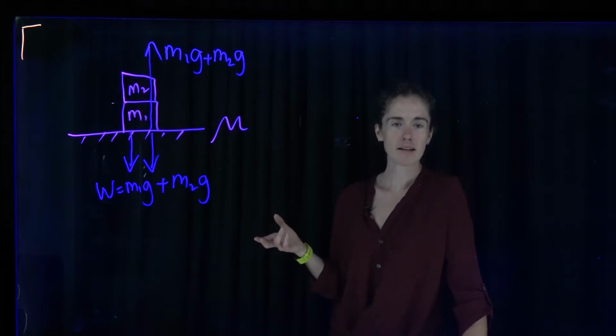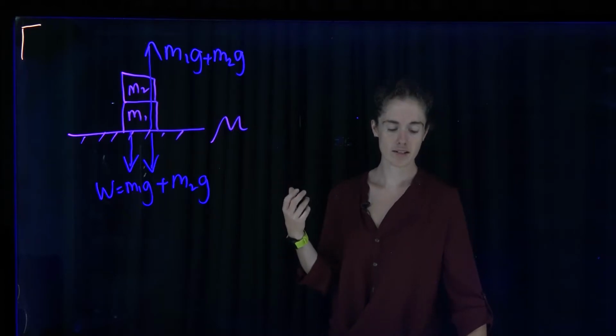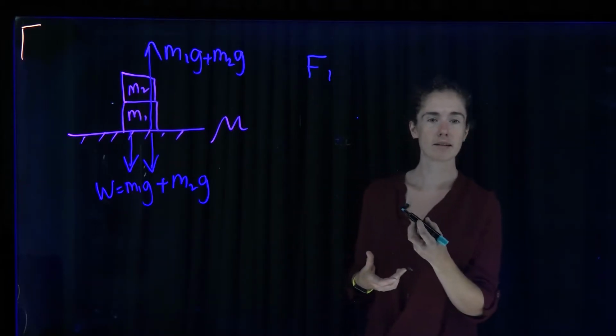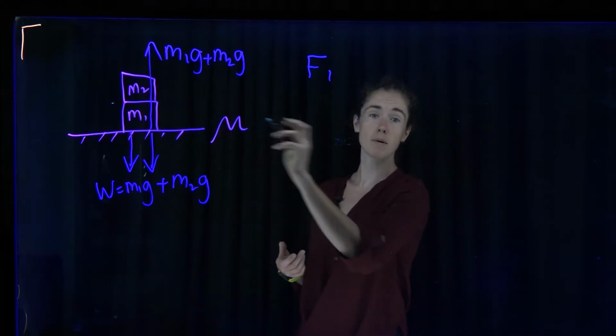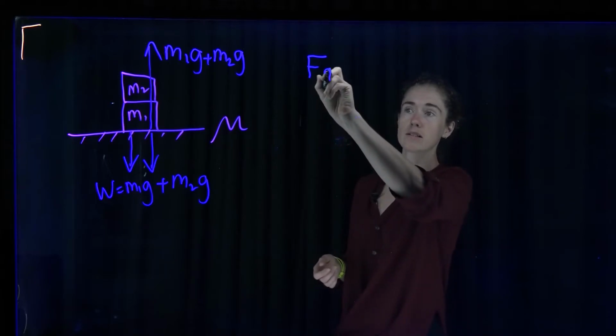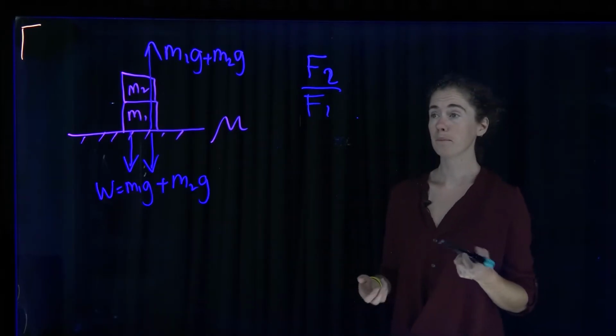The next thing we're going to look at is the force required to accelerate. What's the difference between the force, we'll call that F1, required to accelerate only the first box on its own, and F2. So what is this ratio, F2 over F1?